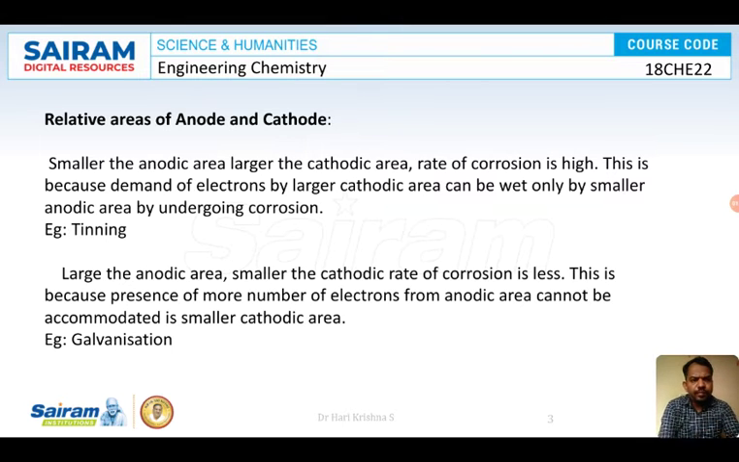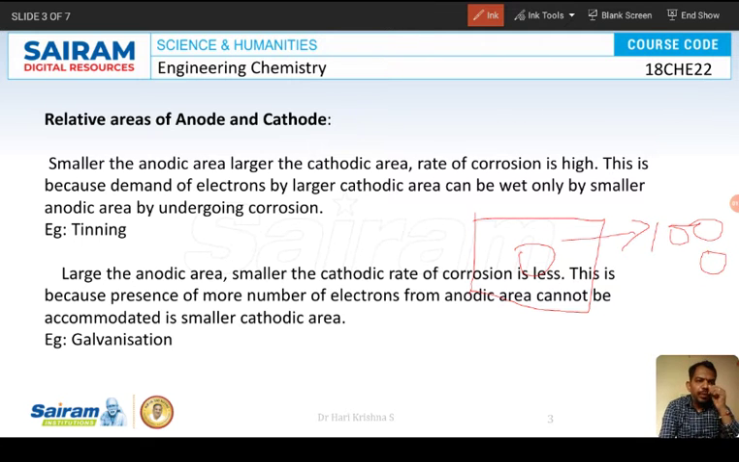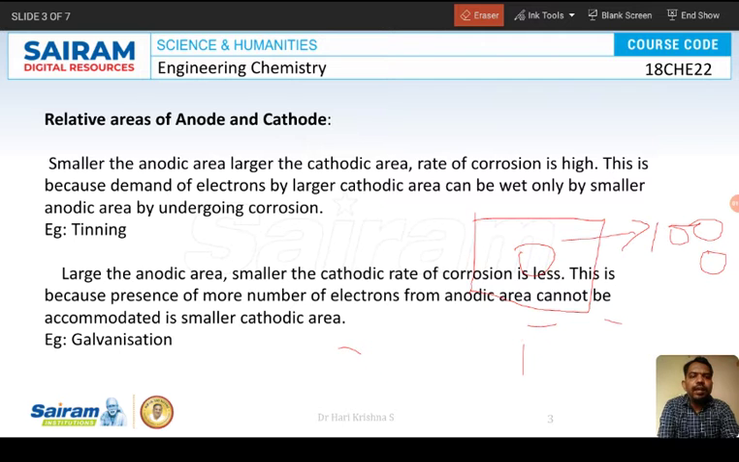For instance, let us consider that in the center this is a small anodic area and this is the cathodic area. This cathodic area requires 100 electrons, or 1000 electrons. This demand can be met only by the anode undergoing oxidation. So the metal undergoes oxidation to give Mn plus and n electrons. Instead of considering it as n, let us consider we have zinc metal.